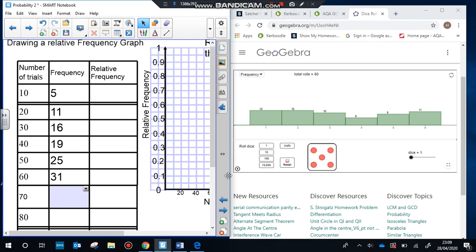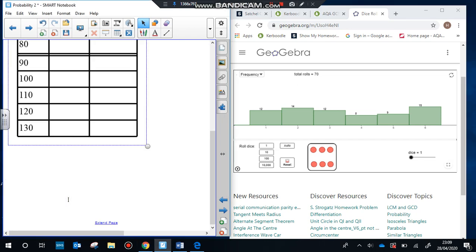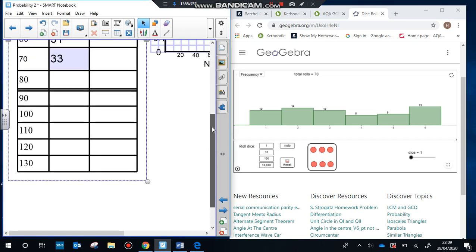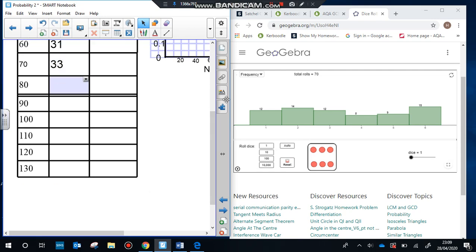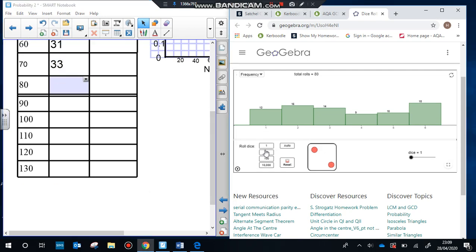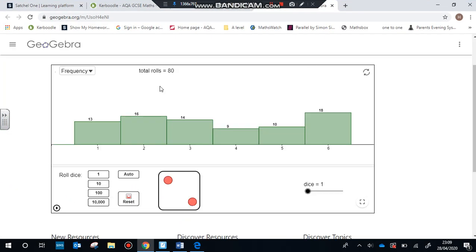And then if we do 70 rolls, okay, we've got 12, add 12, add 9 again, so that's 24 and 9 is 33. A couple more to go, so let's get 80 rolls. So let's make that bigger. We've got 13 and 14 is 27, plus 10 is 37.